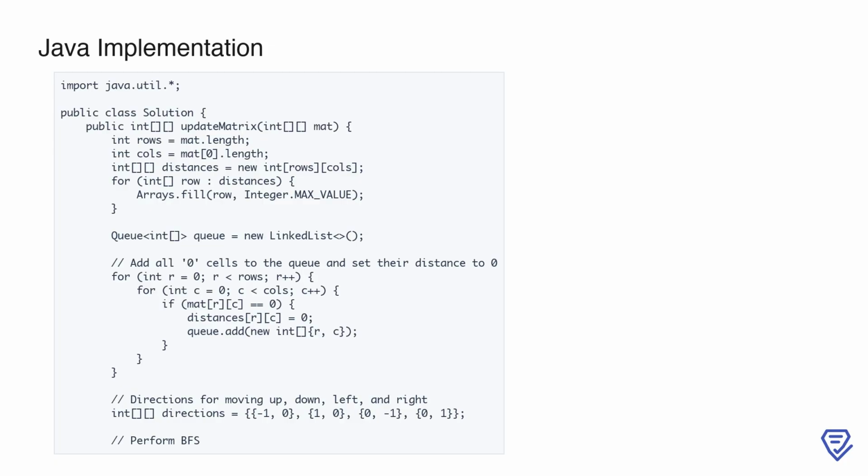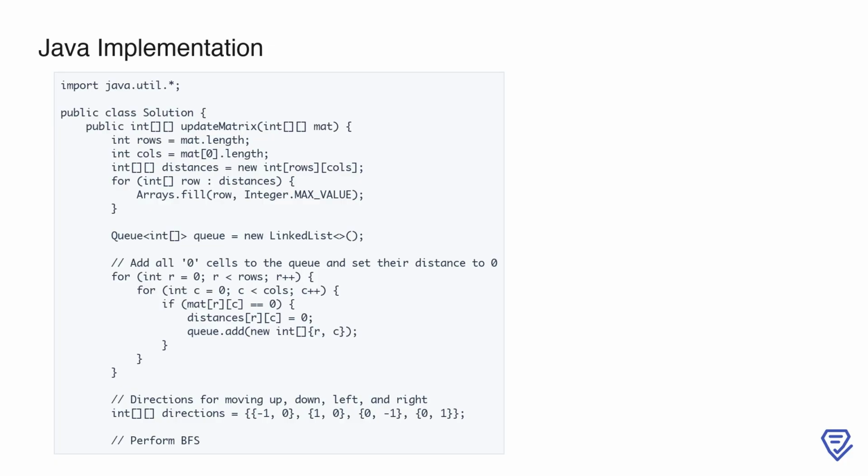Then, we create a distances matrix of the same size, initialized with Integer.MAX_VALUE, which represents the maximum possible distance. This step ensures that we start with the assumption that all cells are infinitely far from the nearest zero. Next, we initialize a queue to facilitate the breadth-first search, or BFS, which we'll use to calculate the shortest distances.